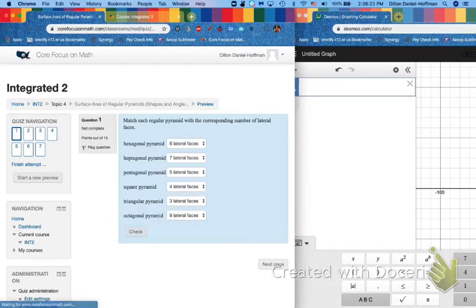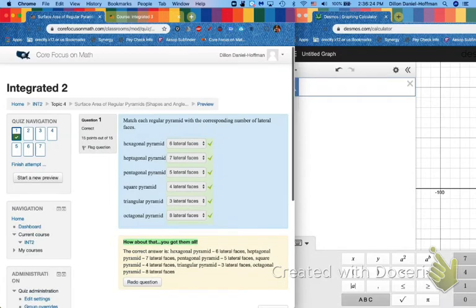You should see this lovely message that says, "How about that? You got 'em all." It's not talking about Pokemon. It's talking about every one of these aspects of the lateral surface problem. Cool, cool, cool. 1 down, 6 to go. We only have a heptagonal worth of 7 problems today.